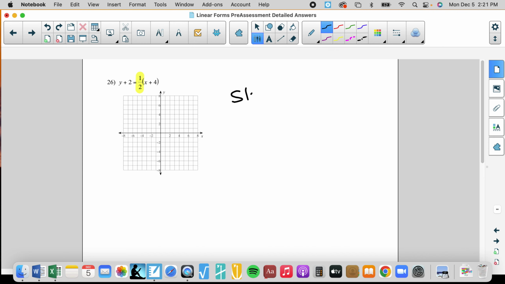The slope of this line equals 1/2, and the point is going to be the opposite of what I see. I'm going to go to my x value first. I see a +4, so I know it's going to be the opposite of that. I find my y, and I know I'm going to go the opposite of what I see. So I'm going to plot -4, -2, and I'm going to use my slope, up 1, right 2, or down 1, left 2.